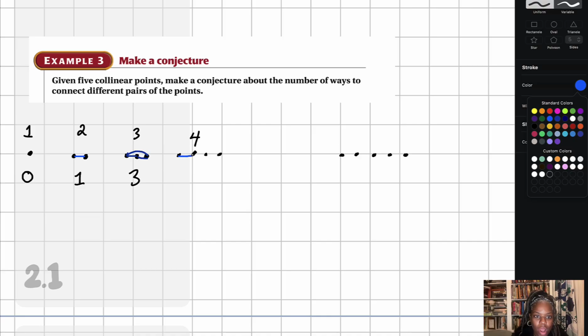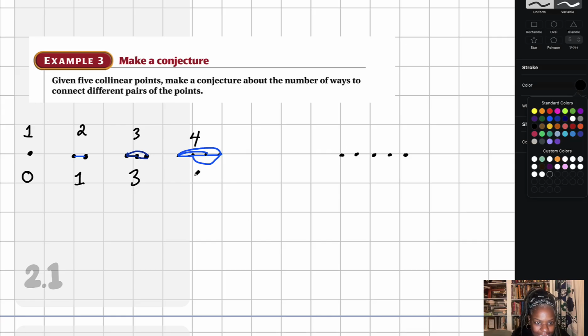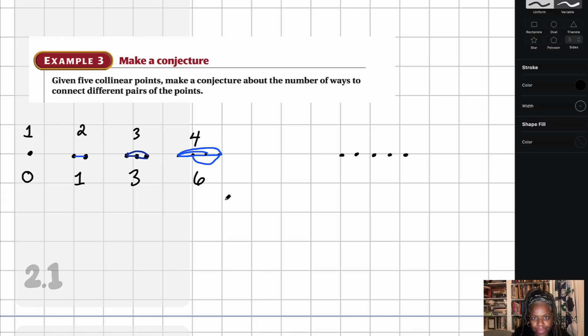So we've got 1 connection, 2, 3. This guy can connect with this one, 4. This guy can connect with this one, 5. Okay, but then this guy can connect with this one, 6. Uh-oh. Let's see, do I have all the connections there? So it looks like 6 connections. Do you guys see a pattern?